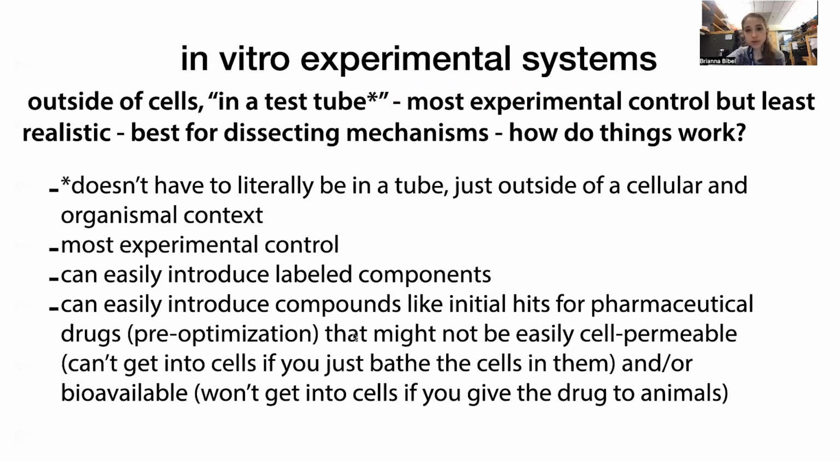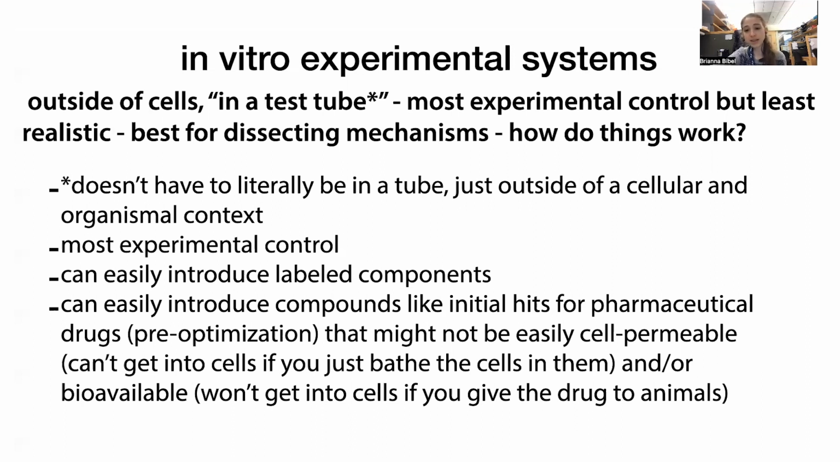So let's start with the in vitro experimental systems. So this is what I love. I love working in vitro because you have the most control and you don't have to work with animals or anything. This is really good for dissecting mechanisms. So trying to figure out how things work. And it's good for this because you have the most experimental control. You can do things like easily introducing labeled components, and you can easily introduce compounds that might not be easily able to be introduced into cells or into cells inside of organisms.